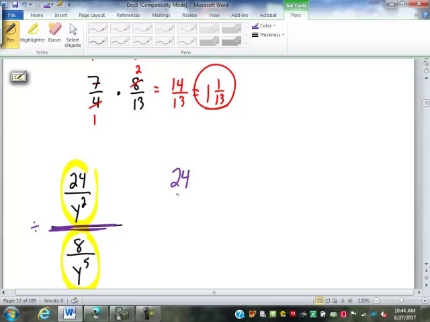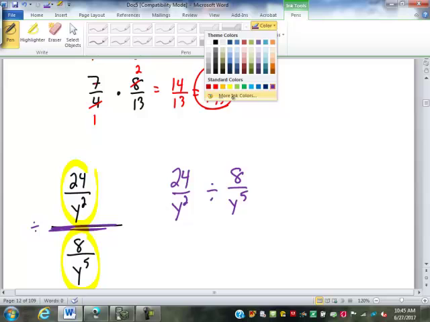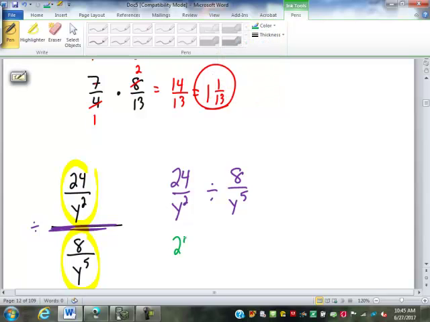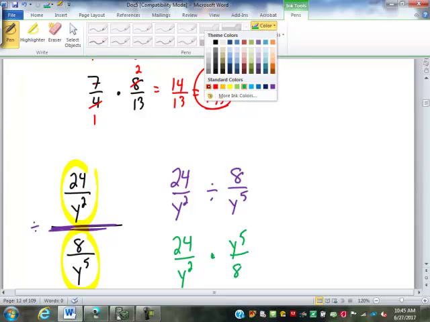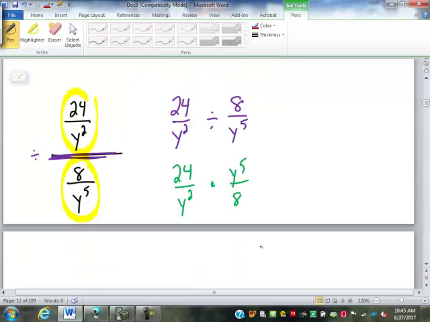So this is just going to be 24 over y squared, divided by 8 over y to the 5th. So that's 24 over y squared times y to the 5th over 8. Very good. So now we could cross cancel or we could multiply it out and reduce.